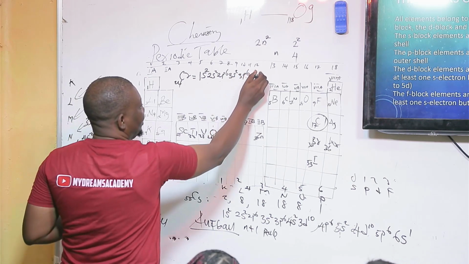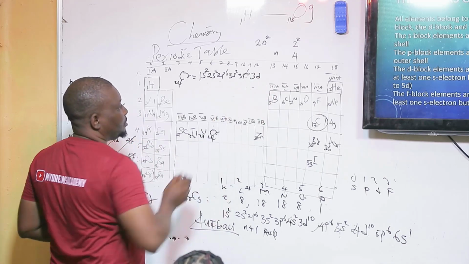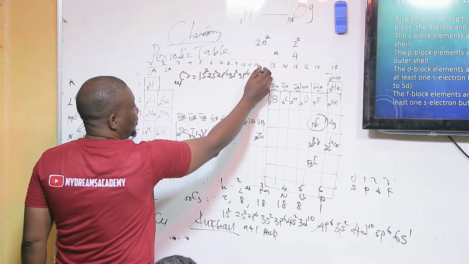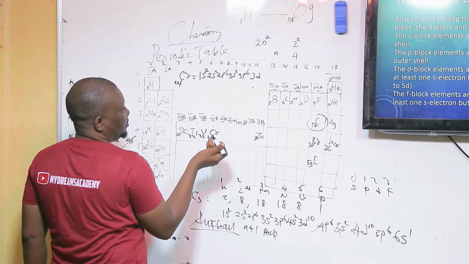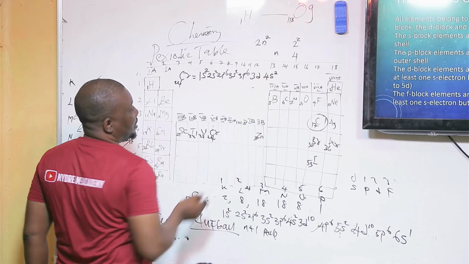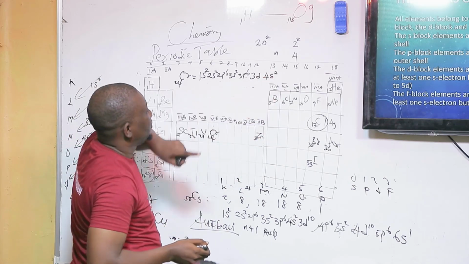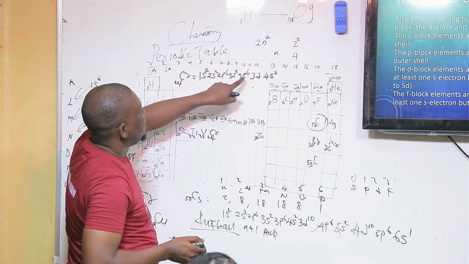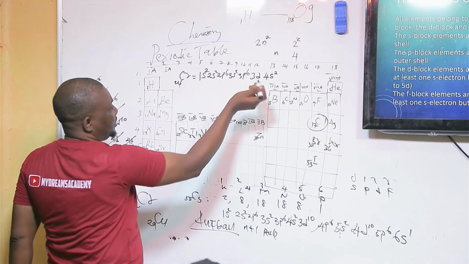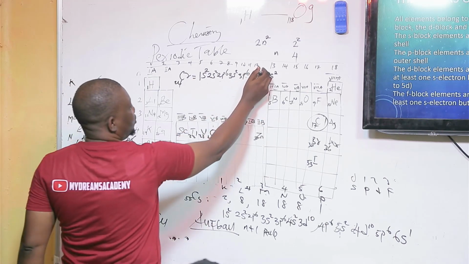When I say what? 3d what? It's supposed to be 3d what? Check now. Because after 3p, this is supposed to be 4s2. But let's see, I only have 4s2 here. And how many do you have now? I have 22 now. So what will be here? Is this 22 or 20? 20.